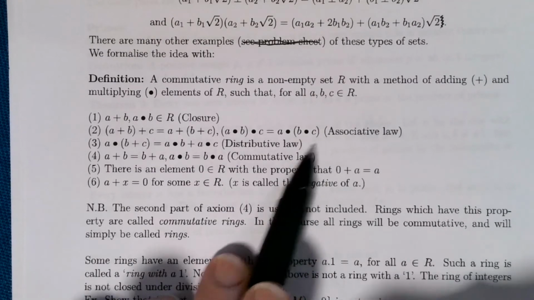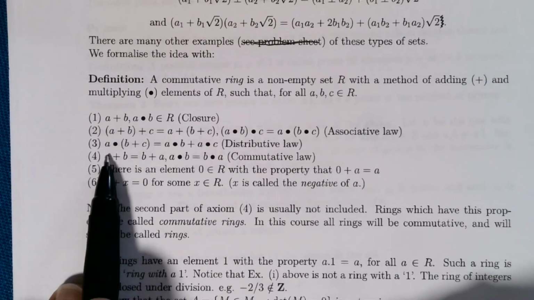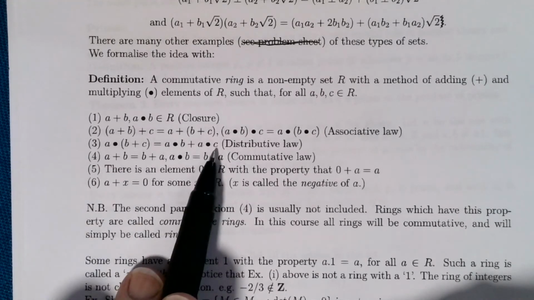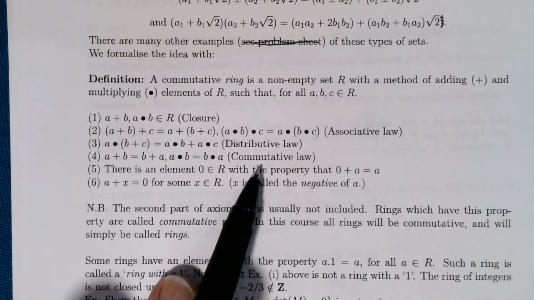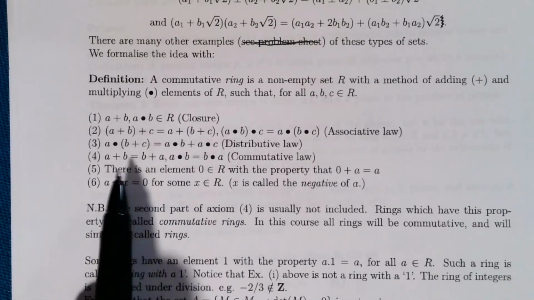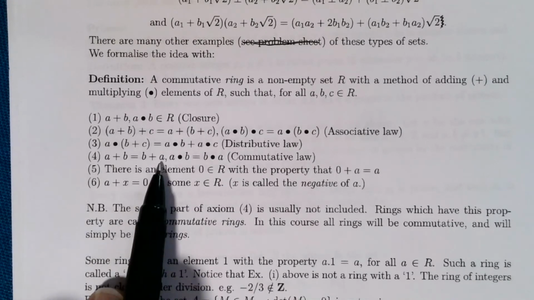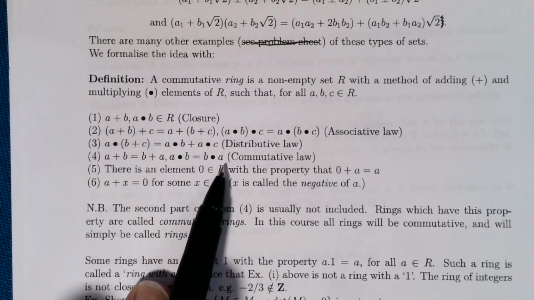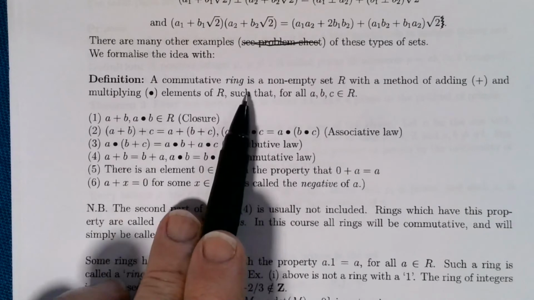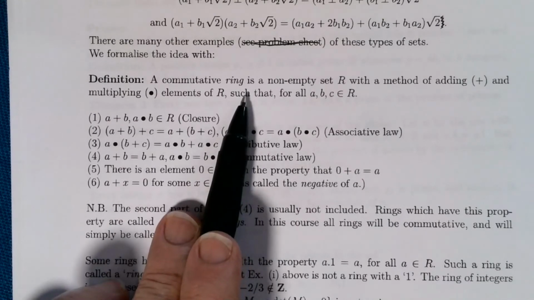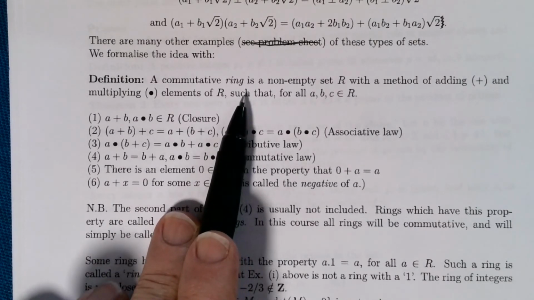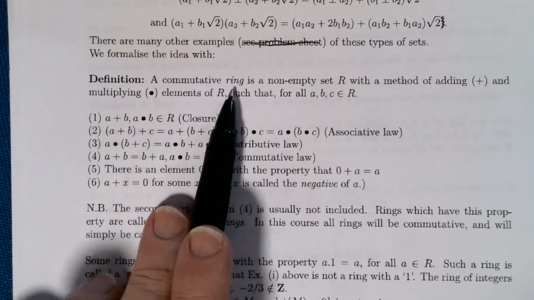It's got a distributive law. You can take brackets out in the usual way and everything works. It's got a commutative law because it's called a commutative ring. So that means A plus B is B plus A and A times B is B times A. Not all rings are commutative. We're defining here a commutative ring. Because we're dealing with number theory and the integers, everything for us is going to commute. So we'll look at commutative rings.